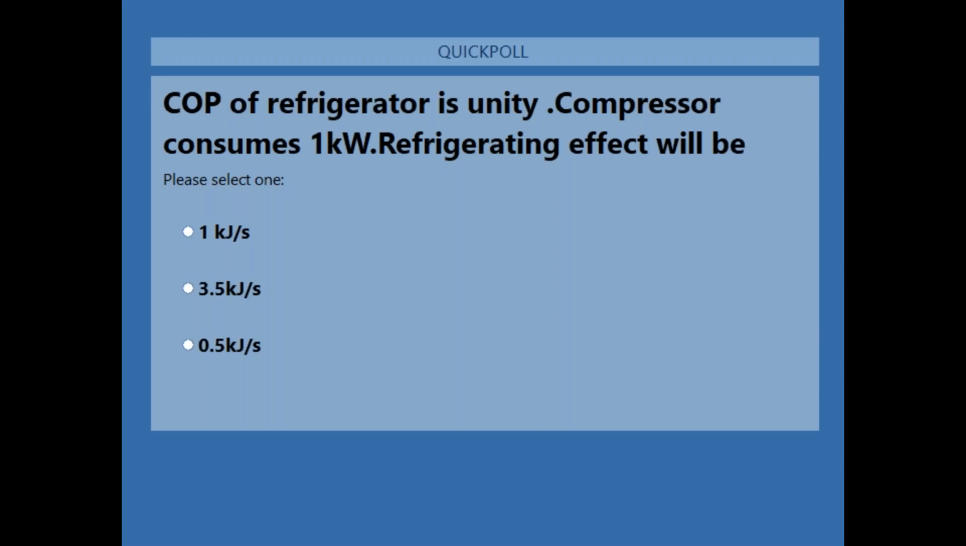So what is asked is, the compressor is consuming 1 kilowatt, and the coefficient of performance is unity. I want you to calculate what is the refrigerating effect. Now it is a very simple problem. I don't feel that it takes hardly a second to solve this.